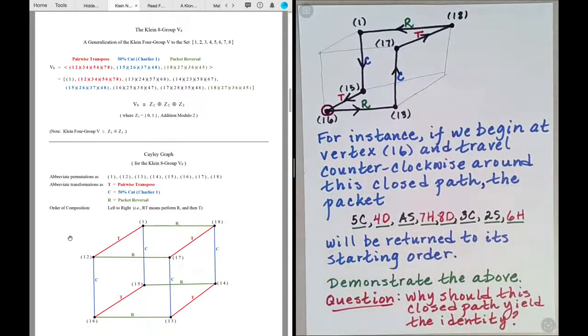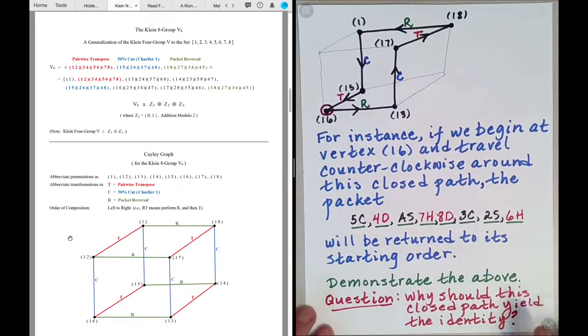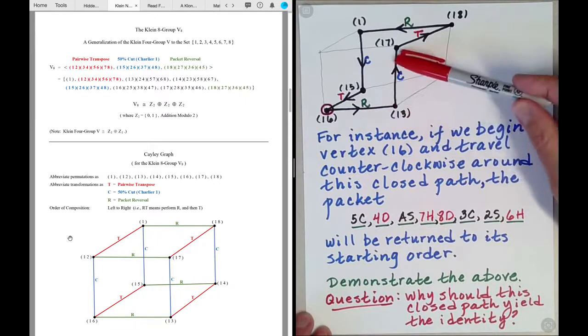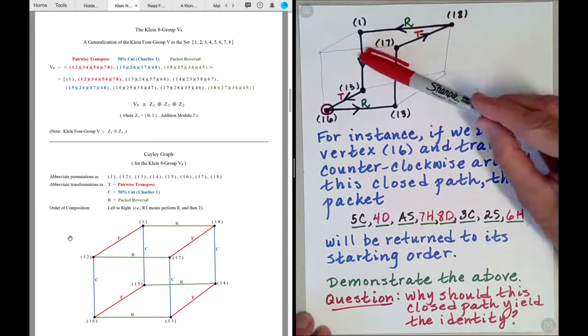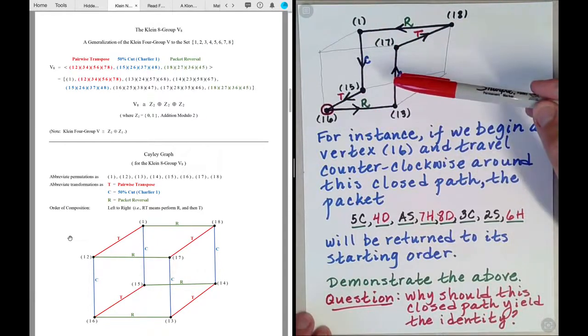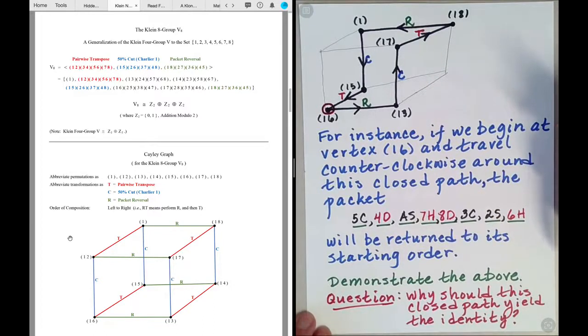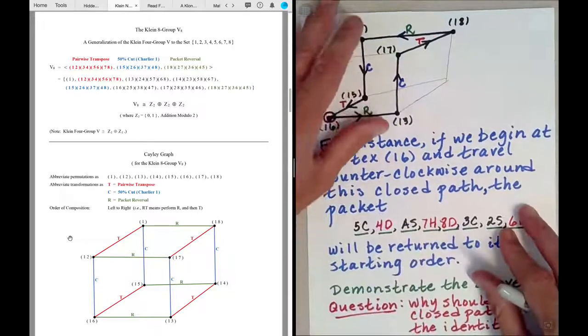So here's a question. Why should this closed path, this particular one right here, yield the identity? To think about it: why should it be the case that as we travel along here, all of those actions together are identical to the identity permutation? Why would that be the case?